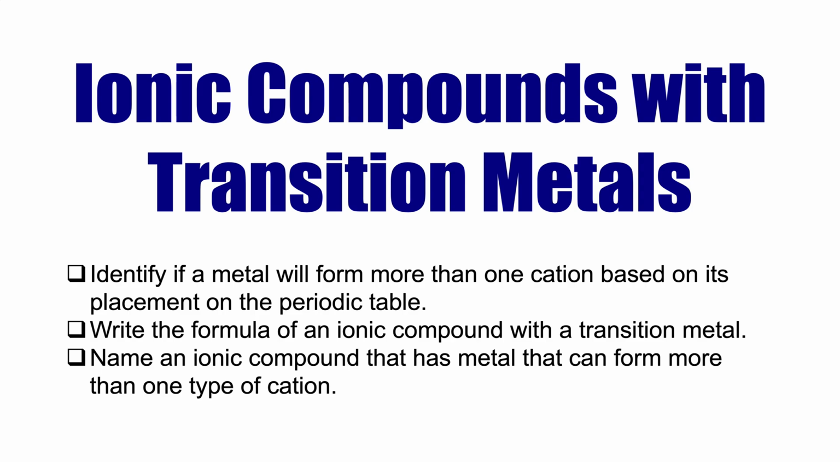Today we'll look at ionic compounds that contain transition metals. Some of the objectives for today: you should understand how to identify if a metal will form more than one cation based on its placement on the periodic table. You should be able to write the formula of an ionic compound with a transition metal, and you should also be able to name an ionic compound that has a metal that can form more than one type of cation.